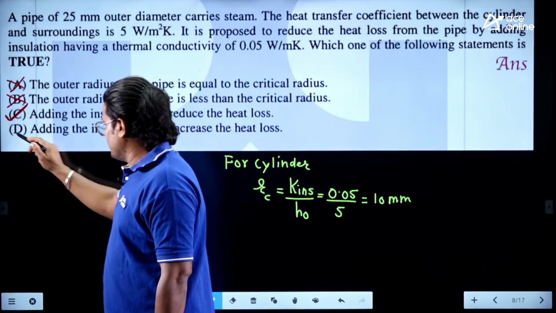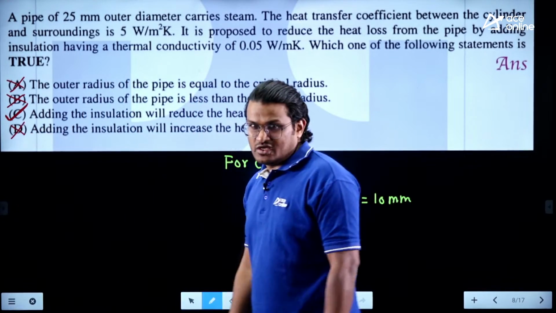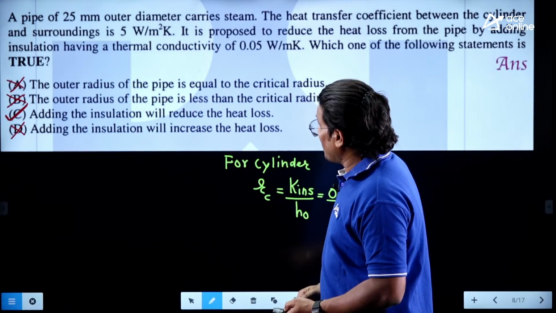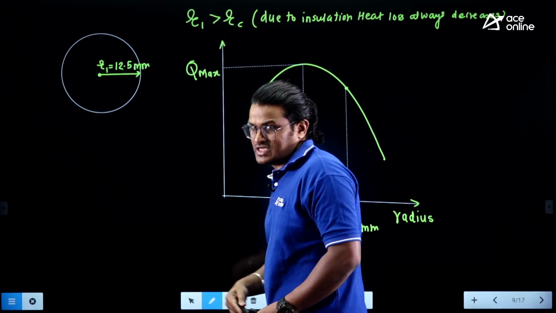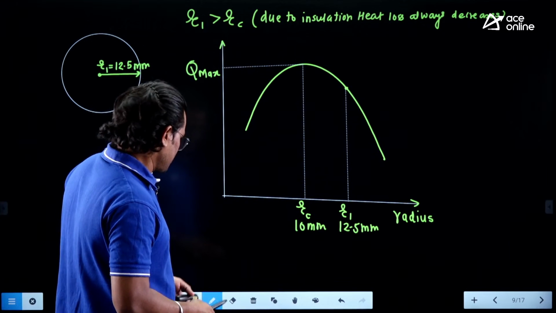Adding the insulation will increase the heat loss? No. This is also not correct. So, the correct option is C. Why? Because it's just a matter of R1 and RC. So, you have to check whether R1 is less than RC or R1 is greater than RC.